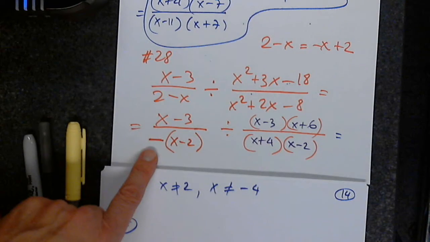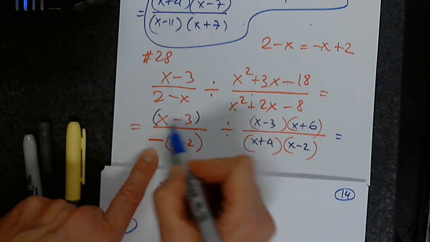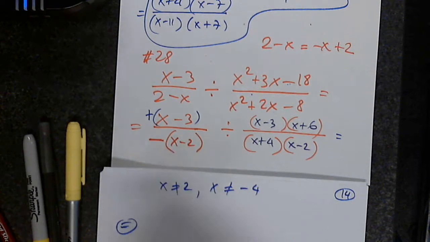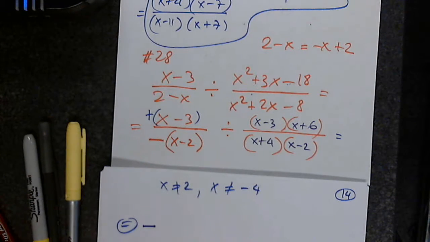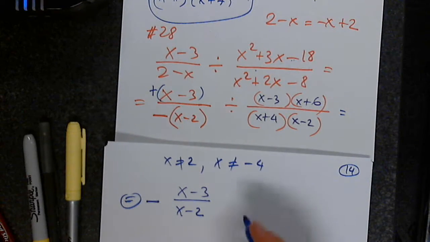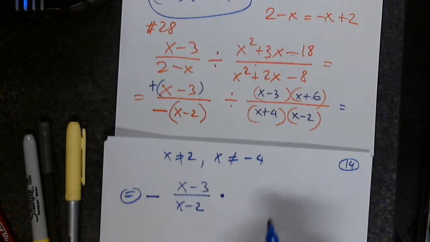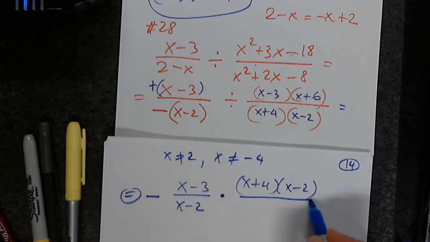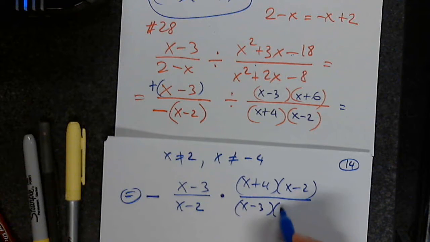Tell me what to do with this. Because the top has positive in front, the bottom has negative in front. Where does that sign go? Right in front of the fraction line. So then x minus 3 over x minus 2. And now I will flip the second fraction and change the division into a product. x plus 4, x minus 2, over x minus 3, x plus 6.